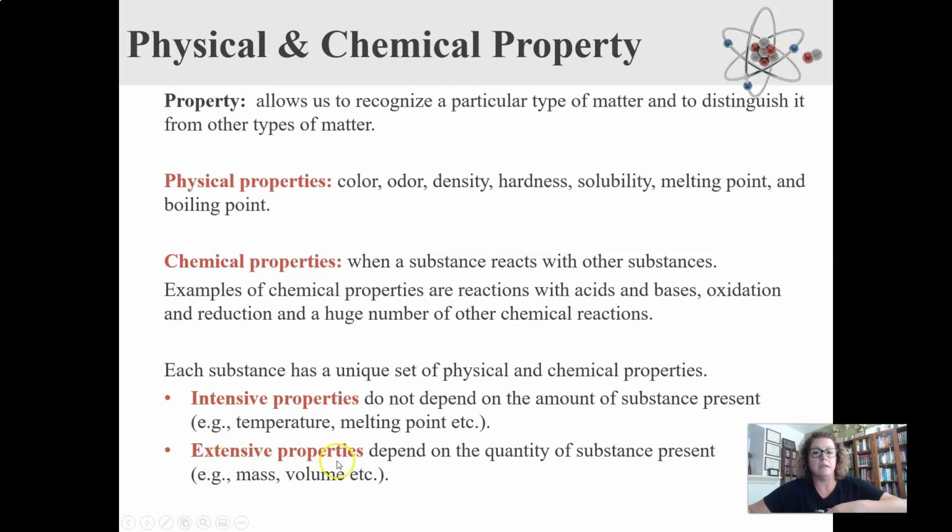But extensive properties actually do depend on the quantity. Like if I put a piece of gold on a balance and I say that's 10 grams, that is the amount of that piece of gold. And if I took a different piece of gold and weighed that, maybe it's 20 grams. So it actually depends on an actual set quantity. So I put on there some mass, and volume, as in when you use beakers and graduated cylinders.